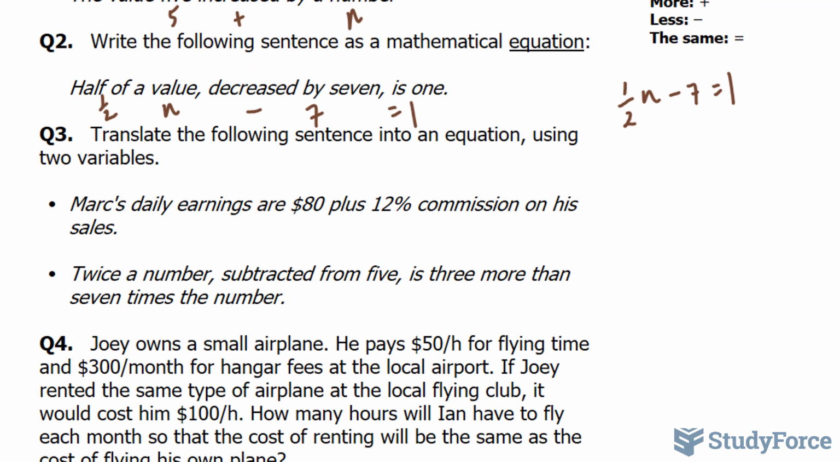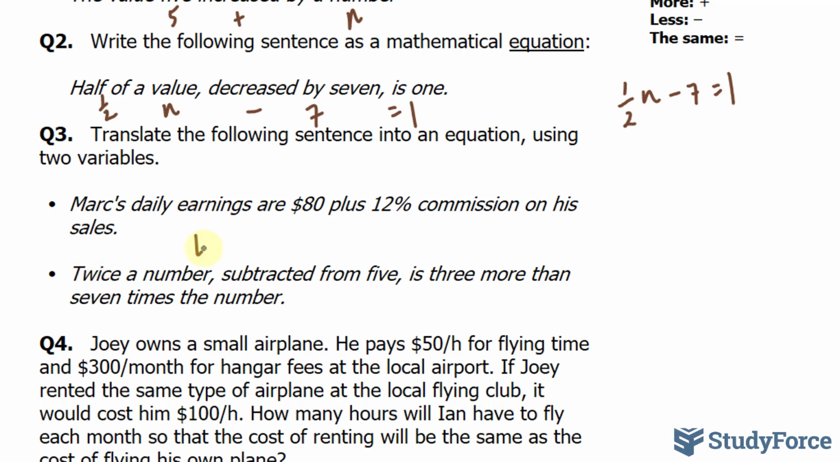In question number 3, we're asked to translate the following sentence into an equation using 2 variables. So notice that in the previous question we had only one letter, one variable. This time we'll need to use 2. And we have 2 examples. The first one is, Marc's daily earning is $80 plus 12% commission on his sales.